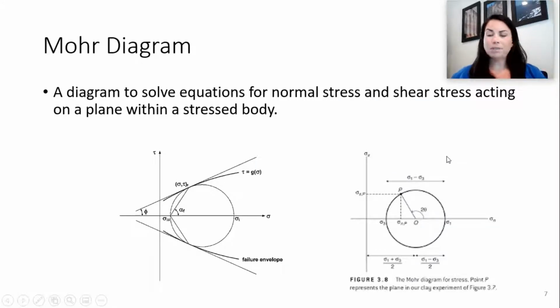If you read up on different stresses, you might see this figure, and this is called a Mohr diagram. This diagram is used to solve equations for normal stress and shear stress that are acting on a plane within a stressed body. Again, don't worry too much about this. I just wanted to bring it up in case you're reading through a book or come across an article or read something online about different stresses. So this is a Mohr diagram, and we look at how stresses and failure stresses occur in the subsurface.